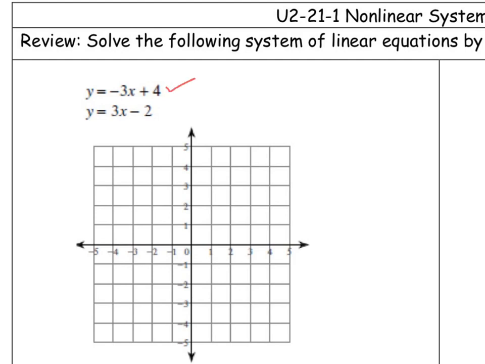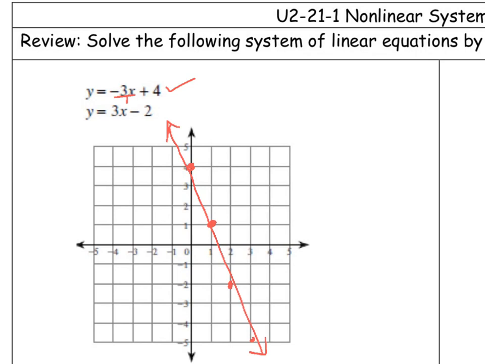So I'm going to graph this one in red. My y-intercept is positive 4. My slope is negative 3 over 1, so I should be going downhill. So it's down 3 and over 1, down 1, 2, 3, over 1, down 3, and over 1. And there is my graph of the line y equals negative 3x plus 4.